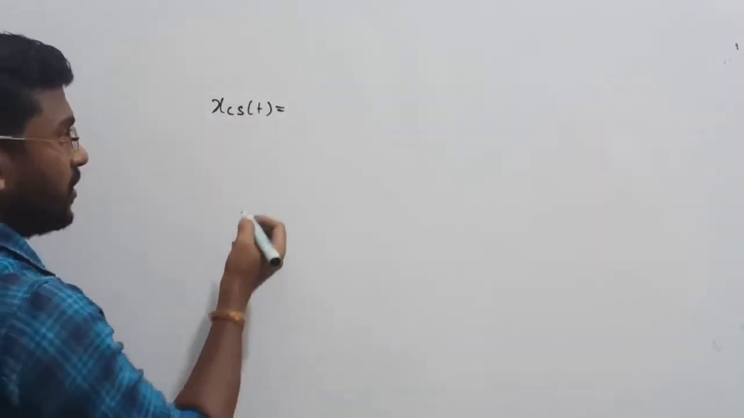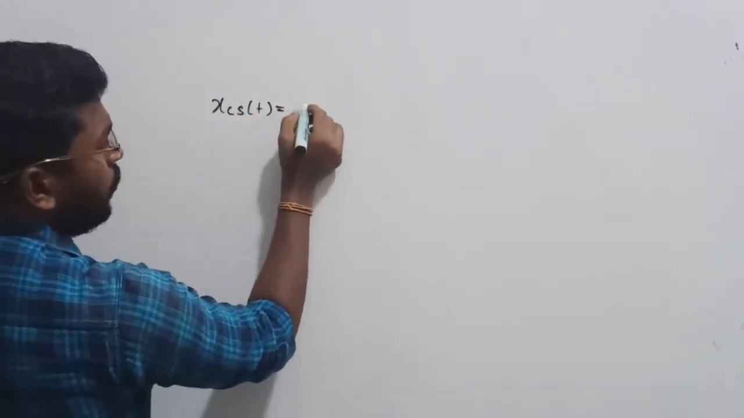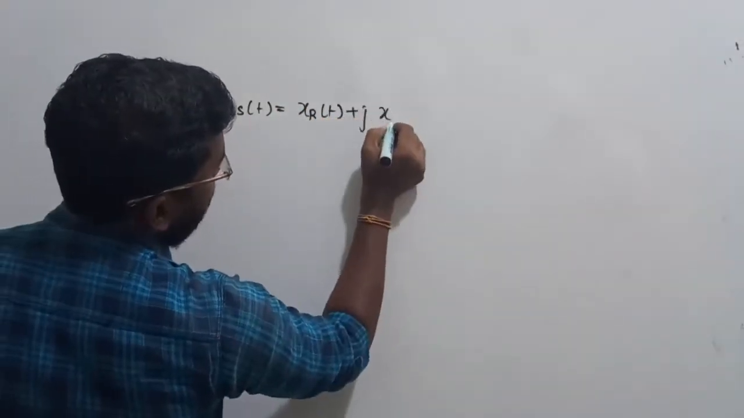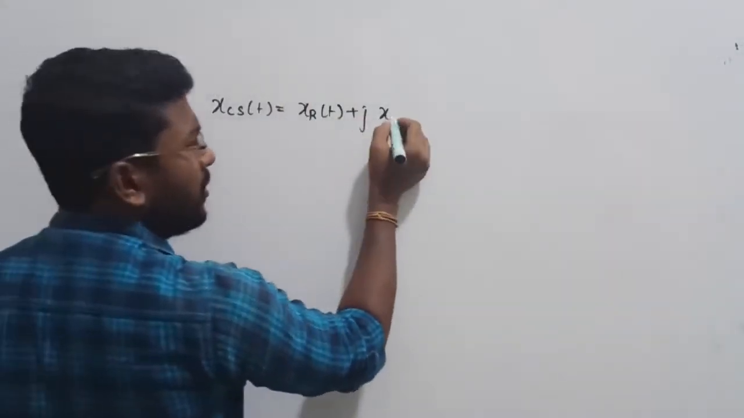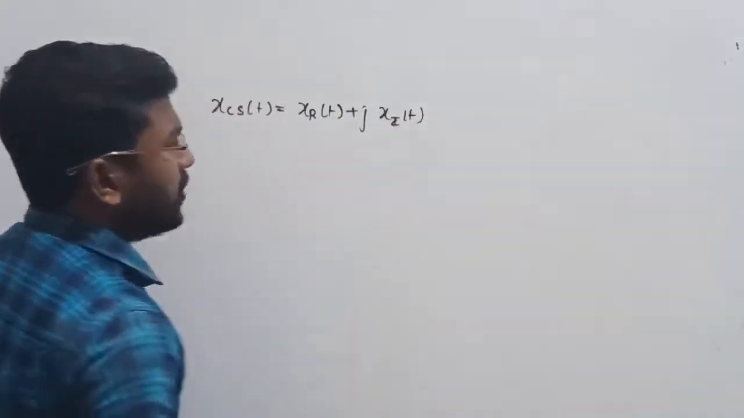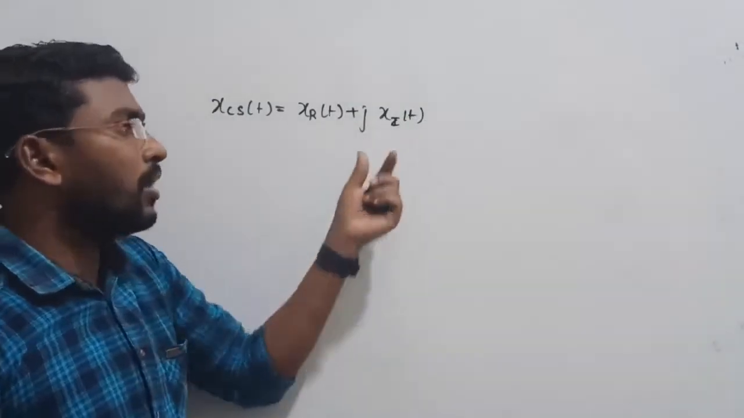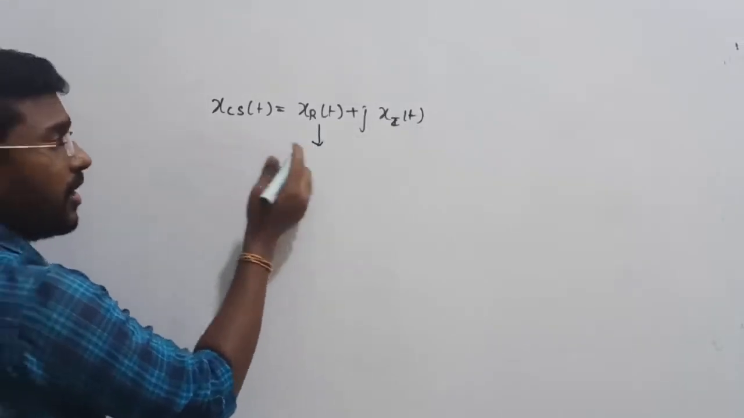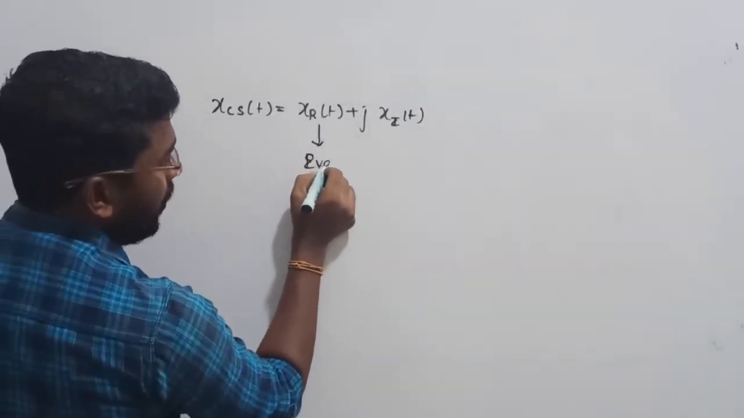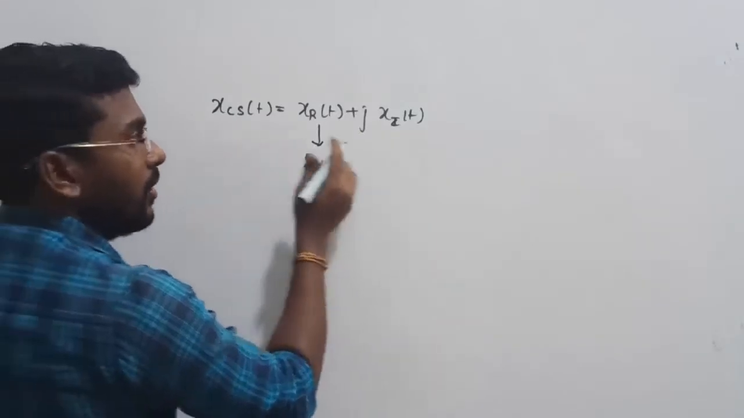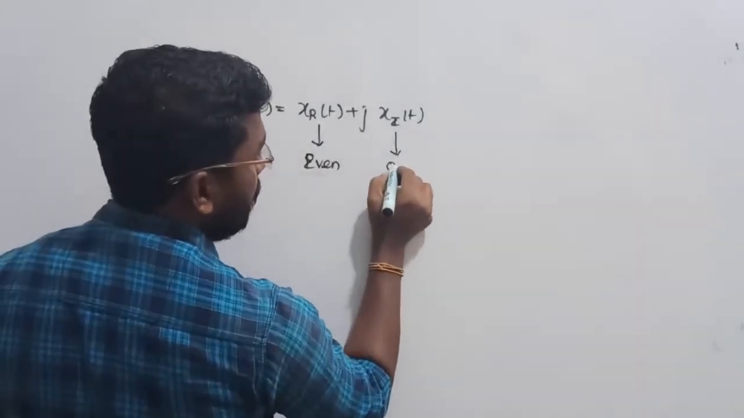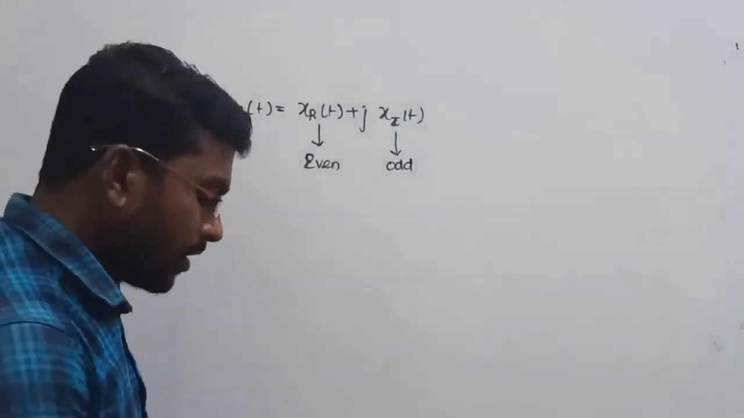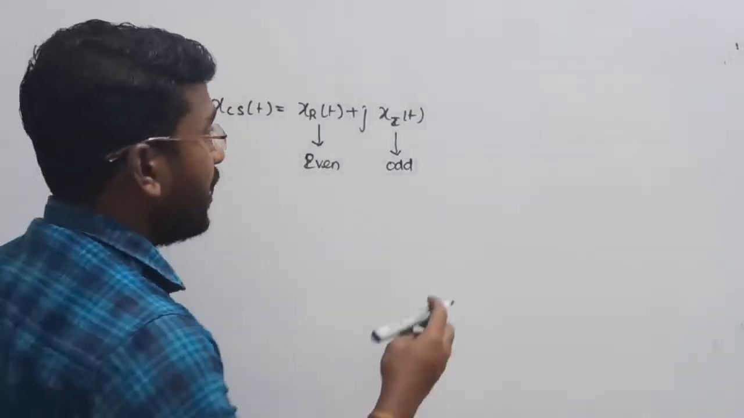For a conjugate symmetric signal, it has two parts. One is the real part, and another one is the imaginary part of the signal. It might be continuous time domain or discrete time domain, but it has two parts. The natural tendency is that the real part of the conjugate symmetric signal is always even, whereas the imaginary part of the conjugate symmetric signal is always an odd function. Clear?